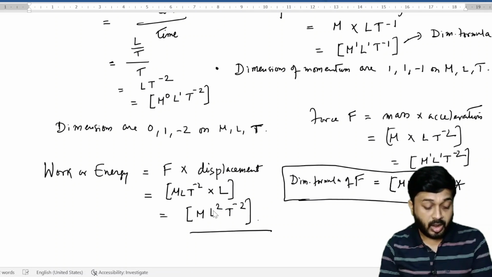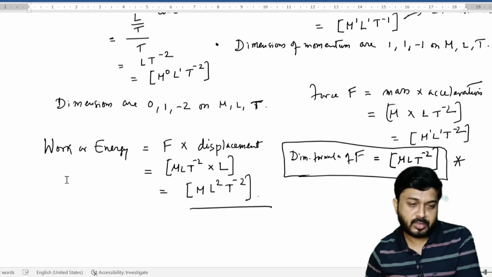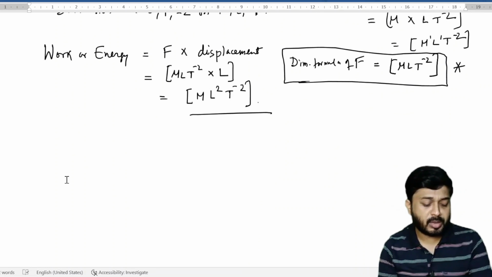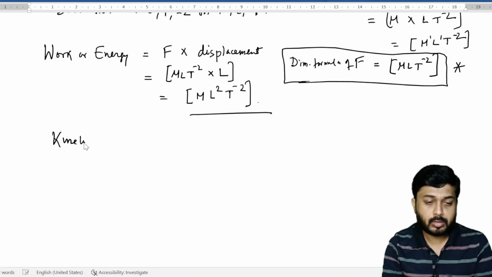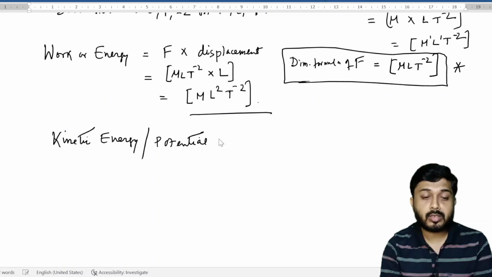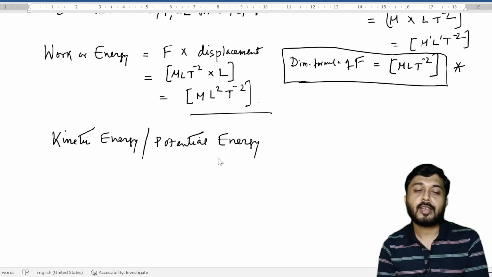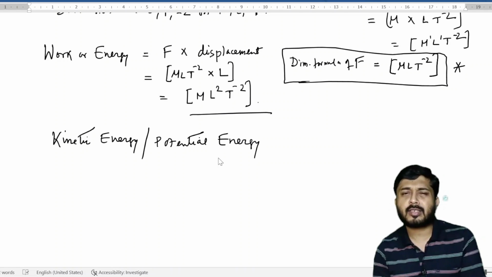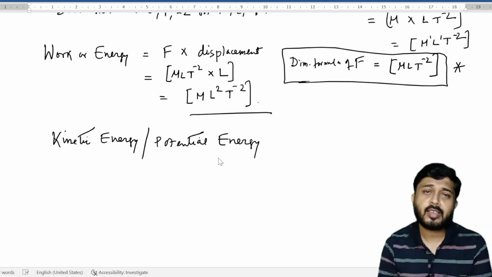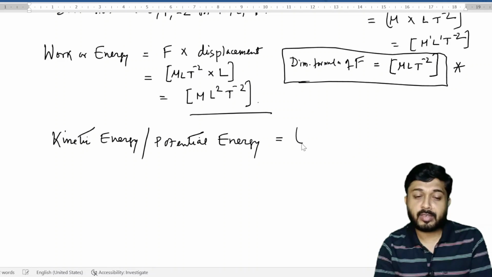Am I clear? After that, I'm showing you the dimensional formula for kinetic energy or potential energy. You tell me yourself, what should be the dimensional formula for kinetic energy? I did it just before, work or energy. So kinetic or potential, these are just two different forms of energy, right? So whatever kind of energy it may be, the dimensional formula is just the same, that is ML² T to the power minus 2.